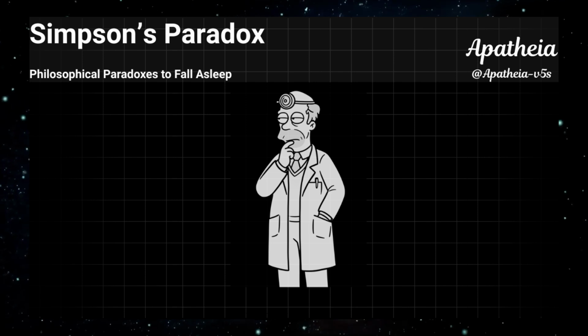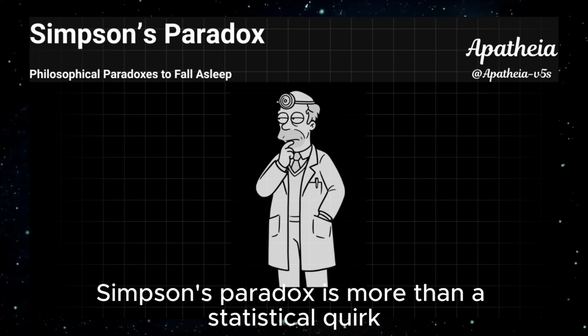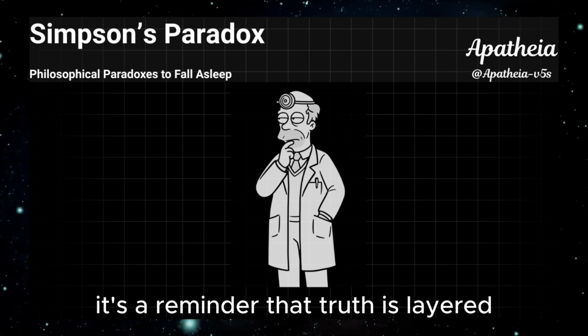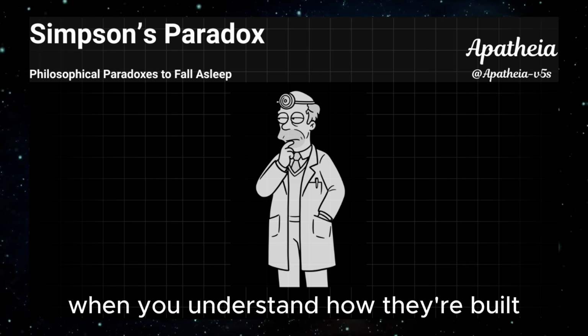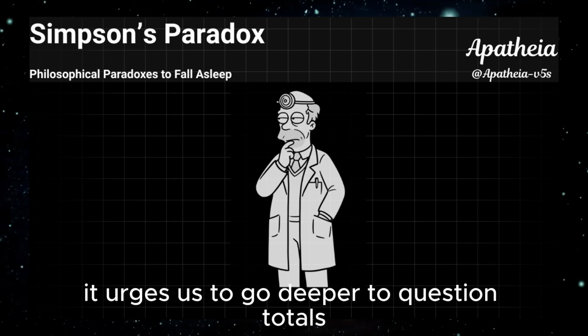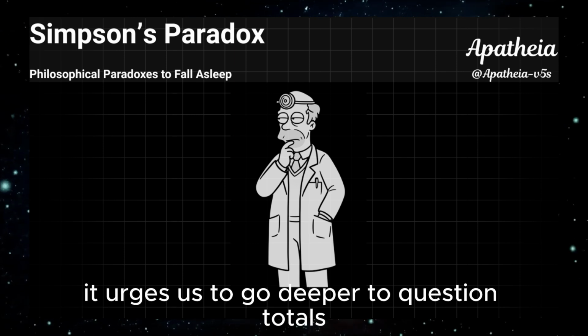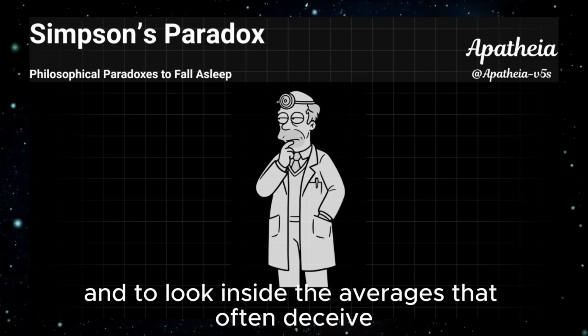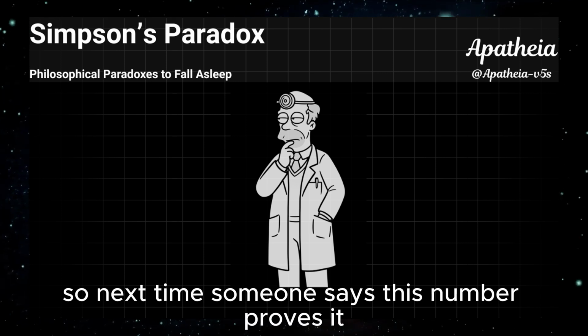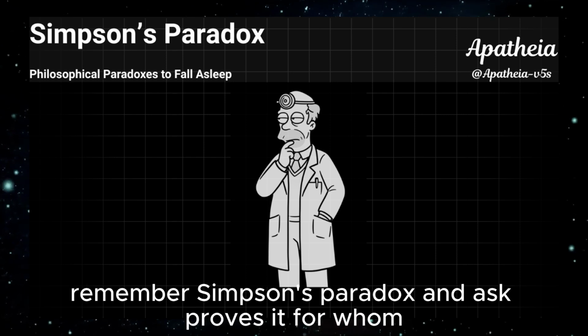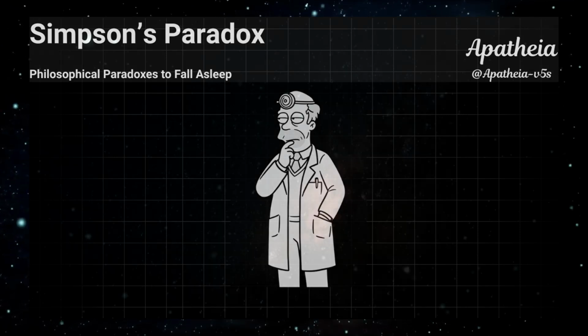Distribution matters. Simpson's Paradox is more than a statistical quirk. It's a reminder that truth is layered, and numbers only tell the full story when you understand how they're built. It urges us to go deeper, to question totals, and to look inside the averages that often deceive. So next time someone says, "This number proves it," remember Simpson's Paradox and ask, "Proves it for whom?"